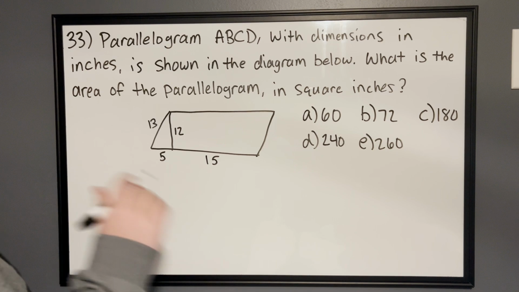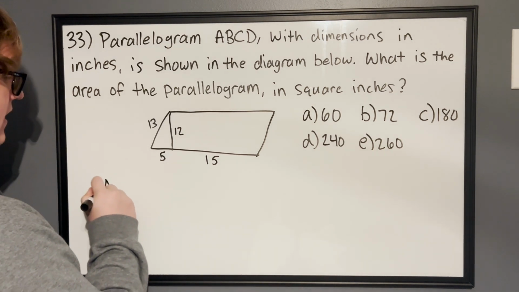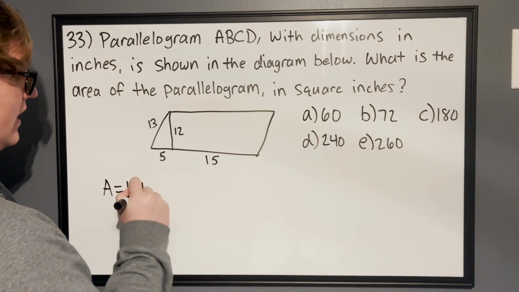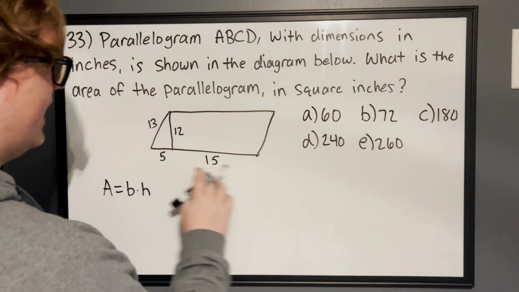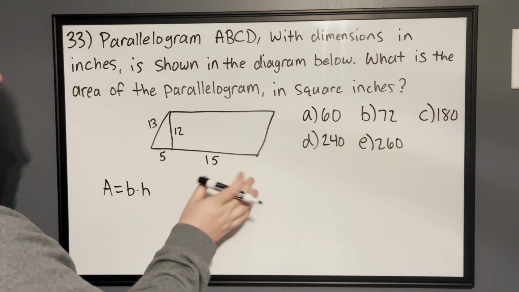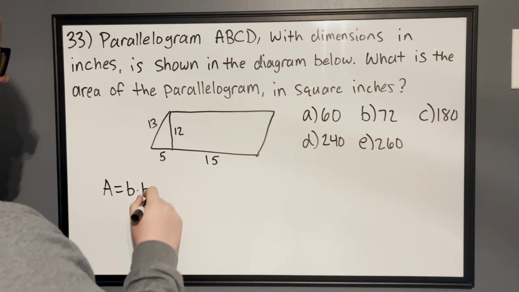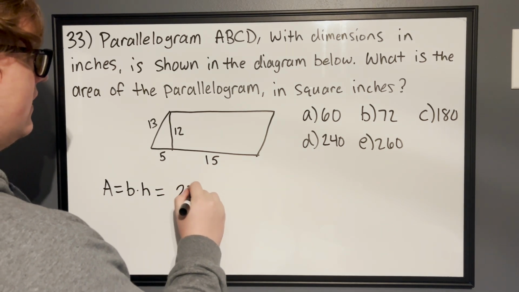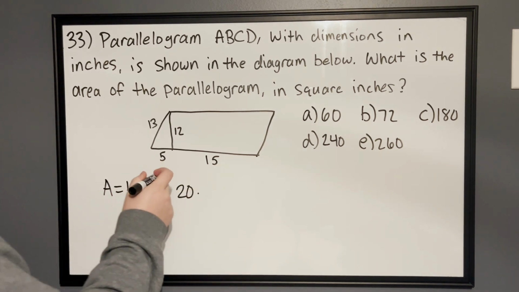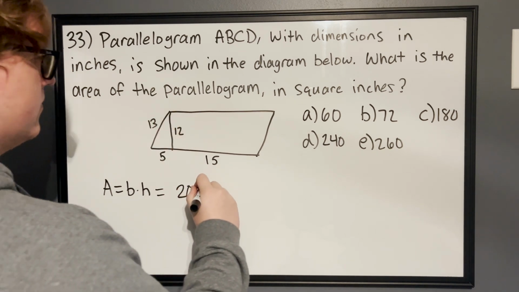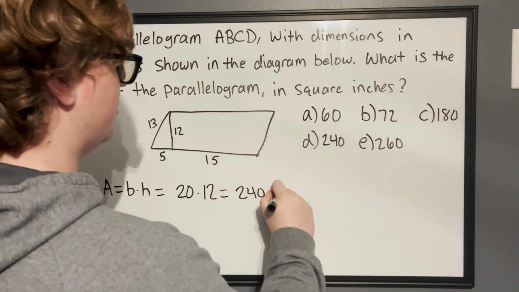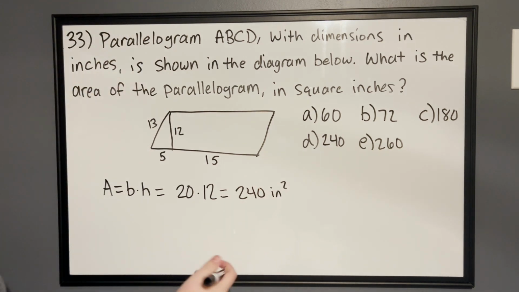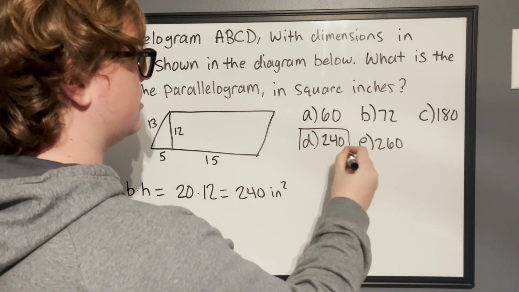So remember that the area of a parallelogram, A, is equal to base times height. So the area of any parallelogram is the base times the height. So right here, we're given the base. We have 5 and 15, and we know that these add together to be 20. So our base is going to be 20, multiplied by the height, which we're also given. Our height is 12. So 20 times 12 is equal to 240, and that is inches squared. So that means that our answer is going to be D for this question.